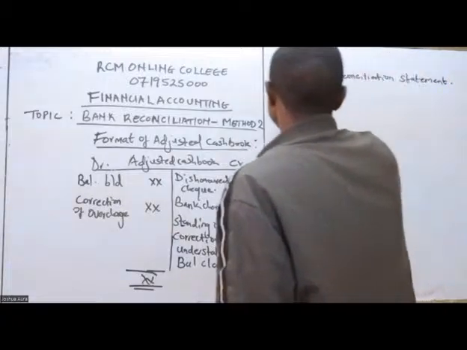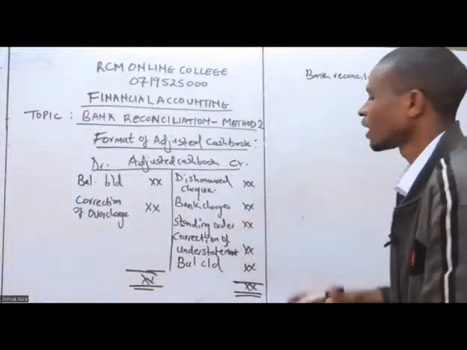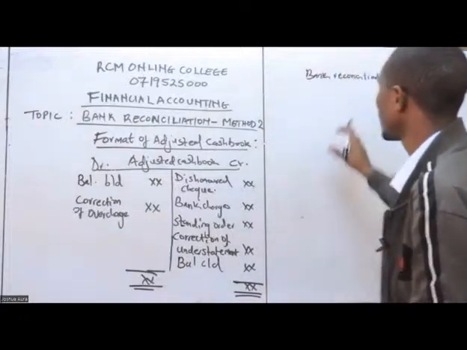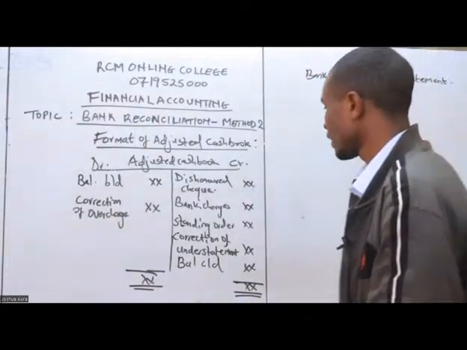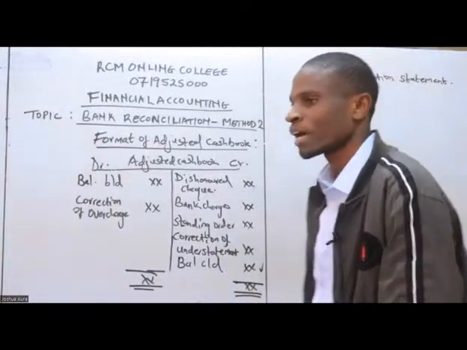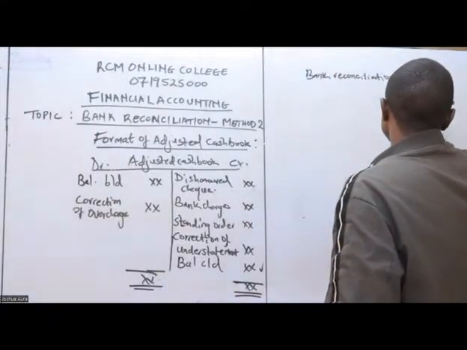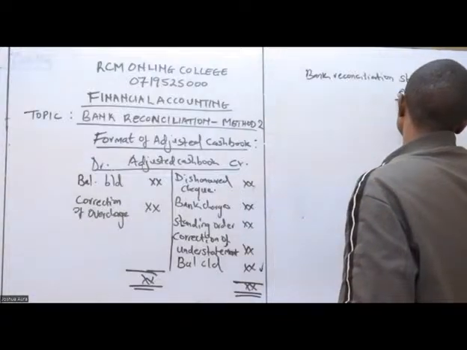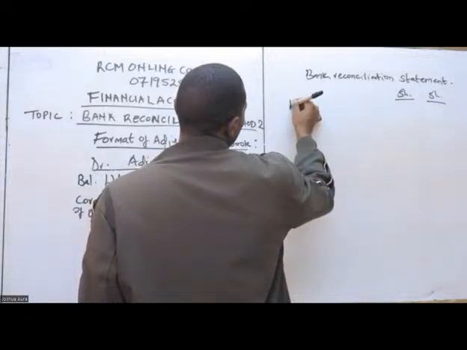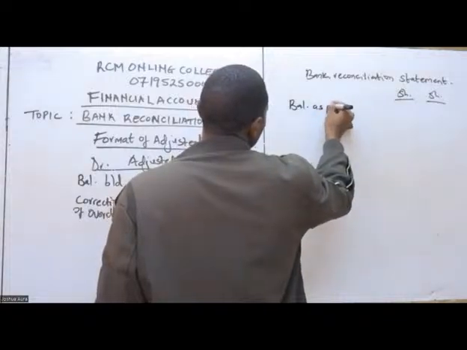So let's see how we prepare this. Now, the difference comes here. When you compare with our previous session, here we shall do something different, but we shall be getting our balance as per the adjusted cash book. That is the only difference. So we shall be having our shillings, and you start with the balance as per the bank statement.